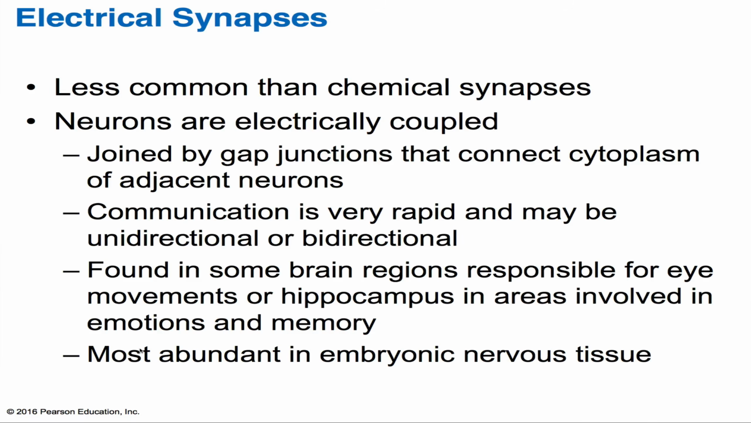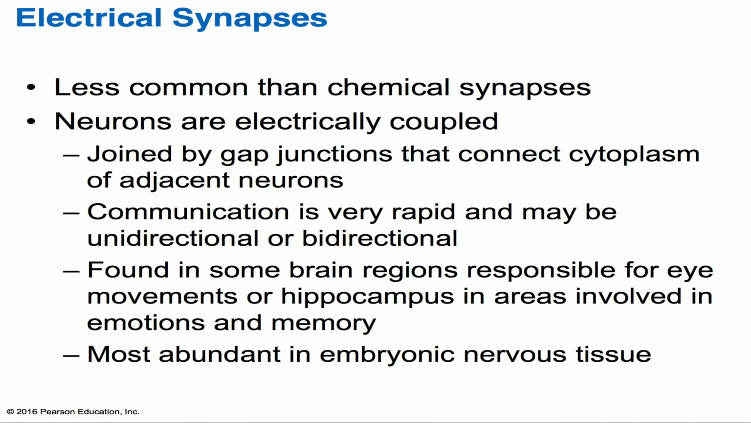Now we're going to be looking at electrical synapses, and these are much less common than chemical synapses. These neurons are said to be electrically coupled because of the protein channels called connexons that are connecting the cytoplasms of the adjacent neurons. These channels allow the ions and small molecules to flow directly from one neuron to the next. Transmission across these synapses occurs very quickly, and depending on the nature of the synapse, communication may be unidirectional or bidirectional. We find electrical synapses in the region of the brain that's responsible for eye movement, or the hippocampus, which is involved in emotions and memory.